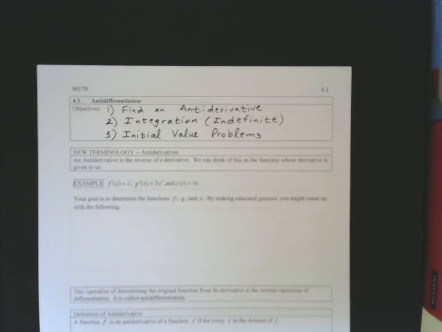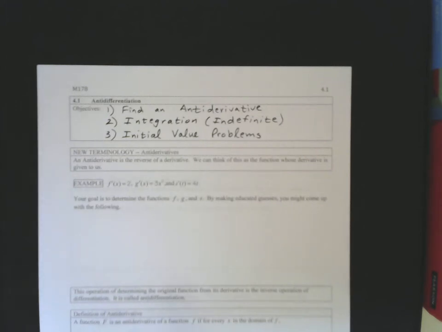So I have some examples here. We have 3 functions, f prime of x, g prime of x, and s prime of t. And our goal is to determine the functions f, g, and s that these derivatives came from. And we're going to make a couple educated guesses right now. And if you do that, you might come up with a couple different things.